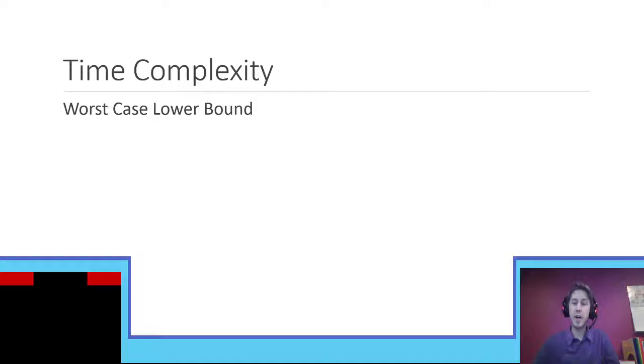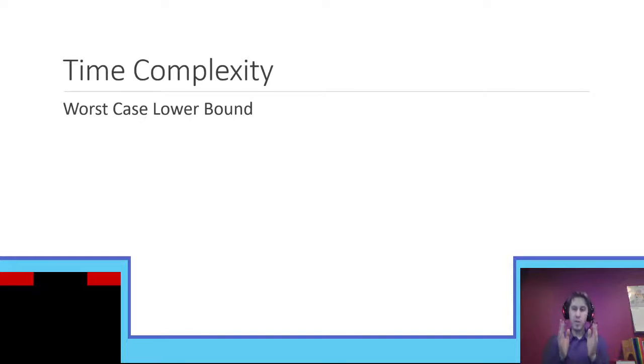The first factor I suggest considering is time complexity, but I want to talk about it in a specific way. Now, we're usually concerned about how quickly our algorithms run, but one of the reasons that sorting is so interesting is because we know something about comparison-based sorting algorithms' worst-case lower bound.